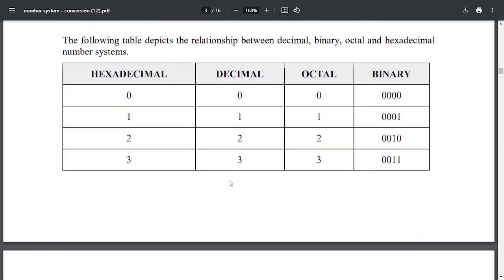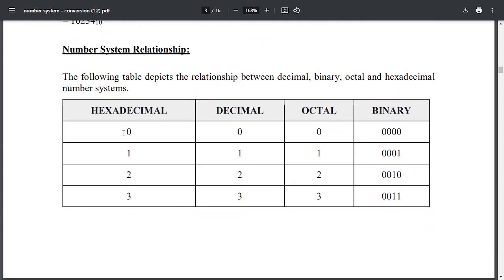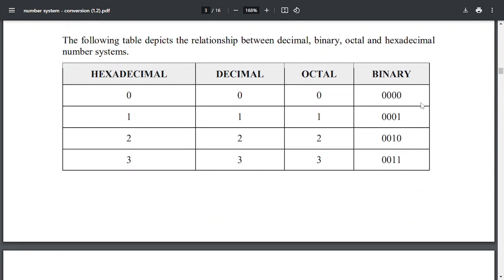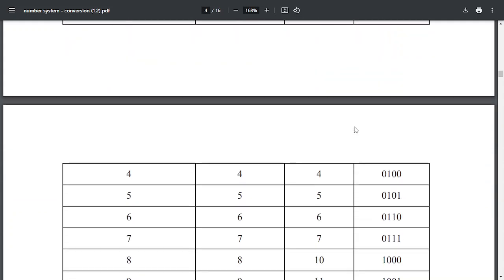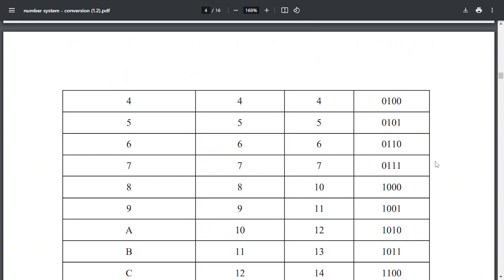For example, if I have decimal numbers from 0 to 15, the same 0 to 15 can be represented in hexadecimal, octal and binary. You can see the representation goes 0 for the same thing. In binary, the decimal number 0 is represented with 4 bits of information, that is 0 0 0 0. Till 7 it is going to be the same for everything.